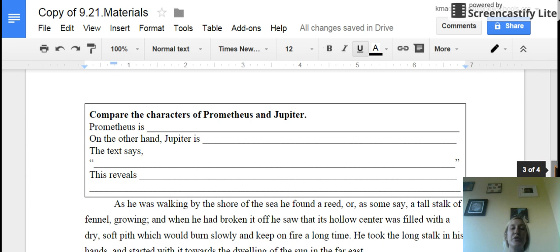So what we're going to do here is compare the characters of Prometheus and Jupiter. What I want you to do is fill in Prometheus is, giving some traits of Prometheus. On the other hand, Jupiter is, giving some traits of Jupiter. The text says, providing evidence that either shows Prometheus's character, Jupiter's character, or both, and then telling what your evidence proves or reveals. Go ahead and fill this in, and then when you come forward, be prepared to share your answer.